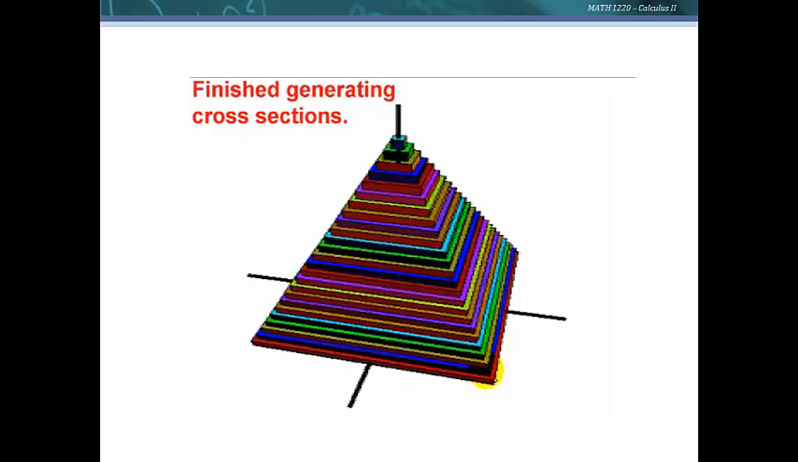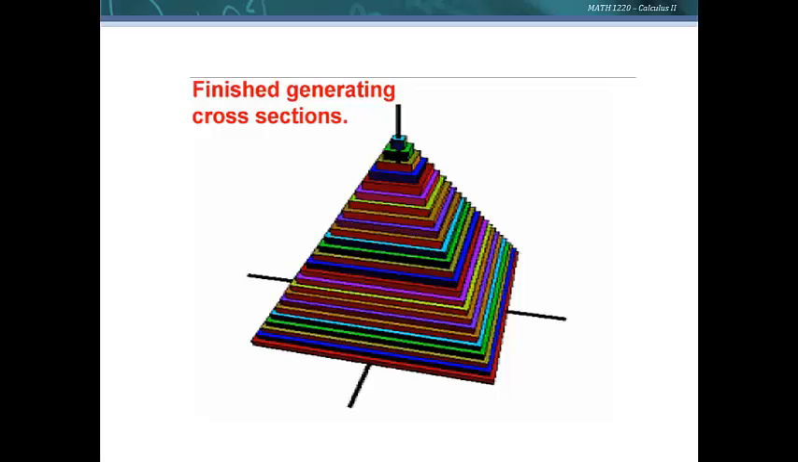And then we could move up to this blue one and do the same thing and keep moving. You can see where we're going with this. We could sum those up and have an approximate for the volume, and the more cross sections we had, the more accurate our estimate for the volume would be.